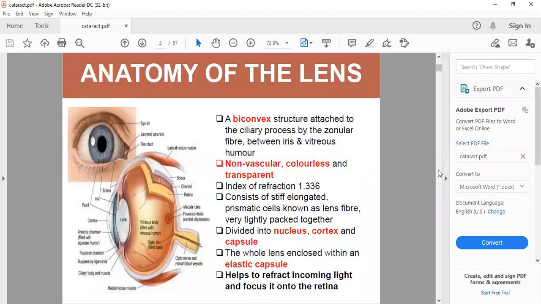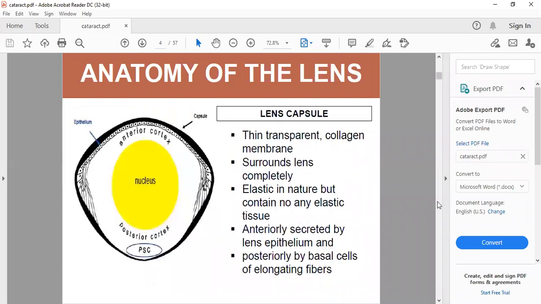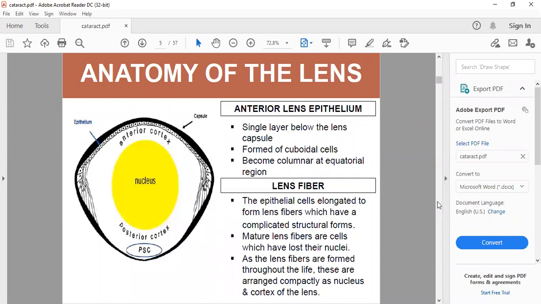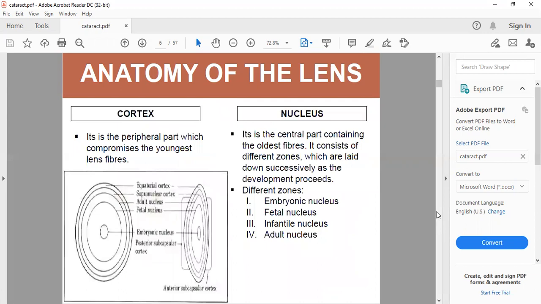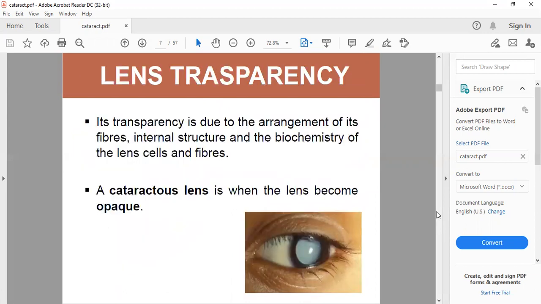So basically what is the lens? This lens is like the lens of a camera, which can increase or decrease its power. As age progresses, the lens becomes grayish white in color because of physiological changes in the lens fibers, and once these changes are exaggerated, the lens will become opaque and lead to cataract. So that is what cataract is. Basically, cataract is nothing but opacity of either the lens or its capsule.